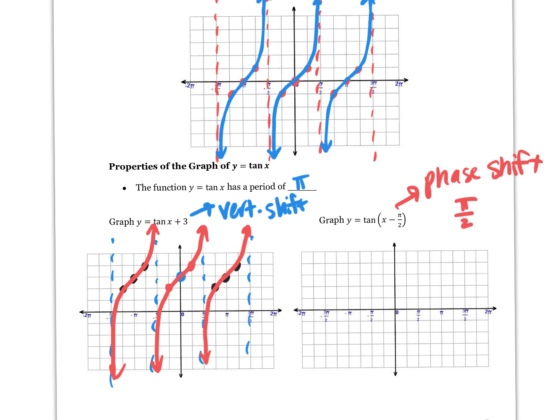Over k, what's my k here? My k here is just 1. So isn't my phase shift just pi over 2? So if my starting point was here, what am I doing with it now? Right pi over 2. Exactly right, Gert. My new starting point is here.